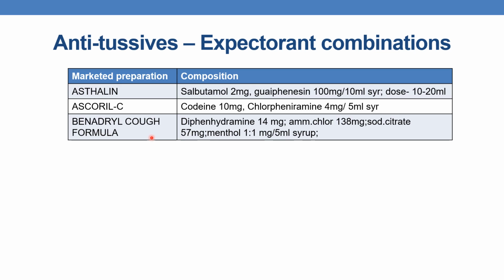Next is Benadryl cough formula. It contains diphenhydramine 14 mg, ammonium chloride 138 mg, sodium citrate 57 mg, menthol 1.1 mg per 5 ml syrup. By this we complete the drugs for cough.